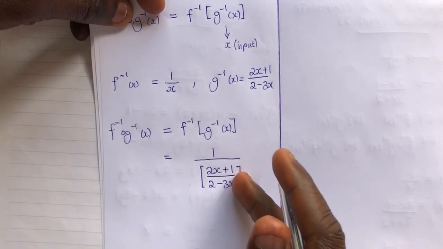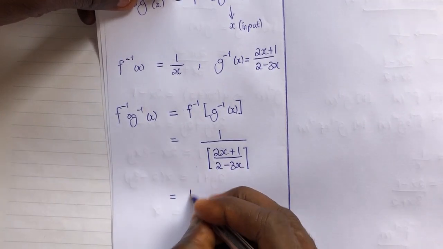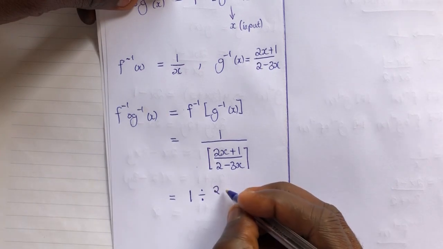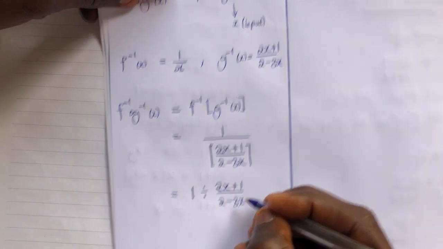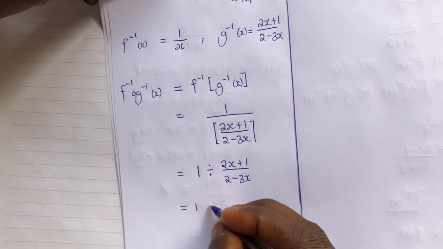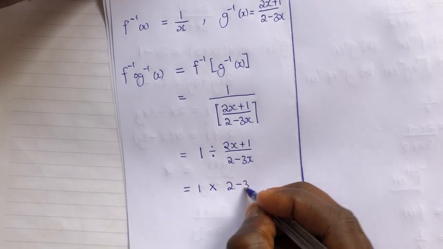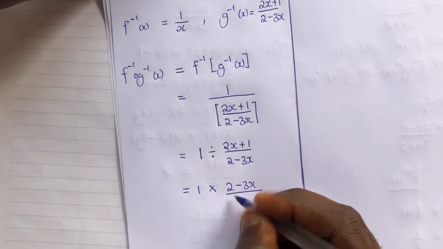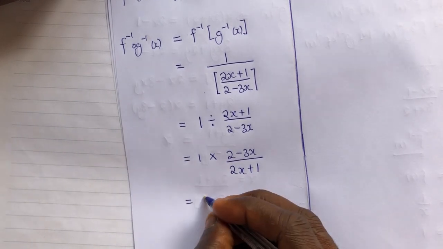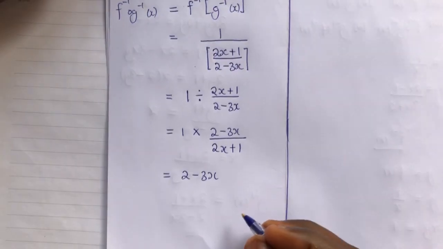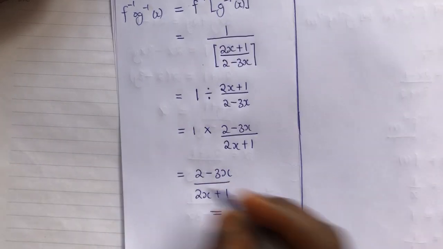Now this becomes basic math. So all we need to do is to divide through. We can have 1 all divided by 2x plus 1 all over 2 minus 3x. So this becomes 1 multiplied by the reciprocal of this, 2 minus 3x out of 2x plus 1. Now when we solve this, we have 2 minus 3x out of 2x plus 1. And this becomes our final answer.